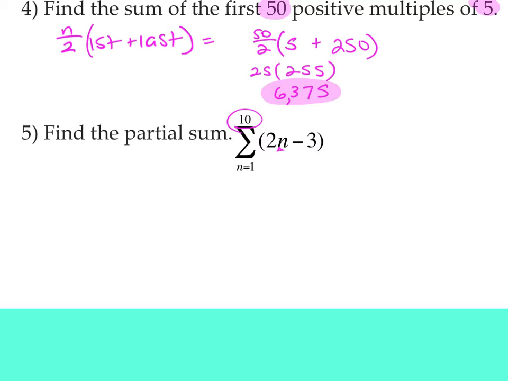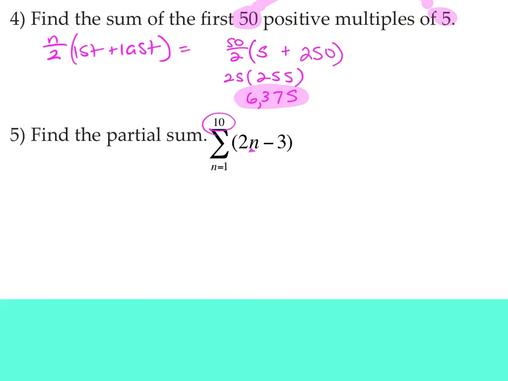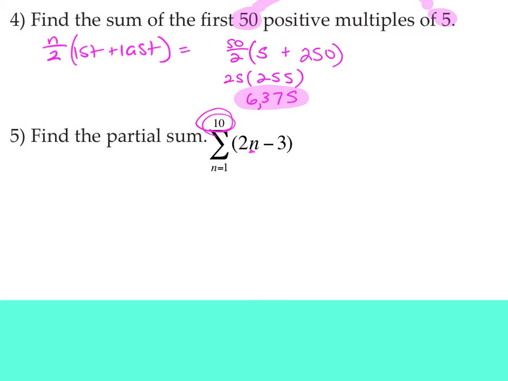So 2 times 1 minus 3, 2 minus 3, negative 1. The last term, I'm going to plug the number on the top, which is 10, in. 2 times 10 minus 3, 20 minus 3, which is 17. And I'd get 5 times 16, which is 80. Again, I would get the same answer by plugging in 1, then 2, then 3, and so on up to 10, and adding them all together, but you would have run out of time on your quiz or your test.